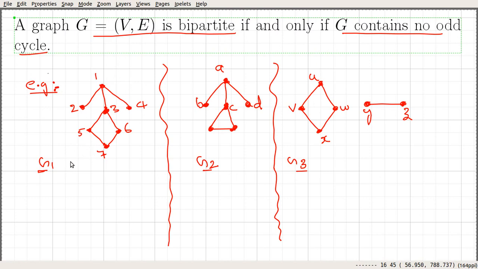So here we have three graphs, G1, G2, G3. If you look into G1, you can see that there is a cycle and the cycle is of even length. And if you look into G2, you can see that again it has a cycle and the cycle is of odd length. G3 is a disconnected graph. We have two components, and the first component has a cycle of even length, and the second component doesn't have any cycle. So let's look into graph G1.